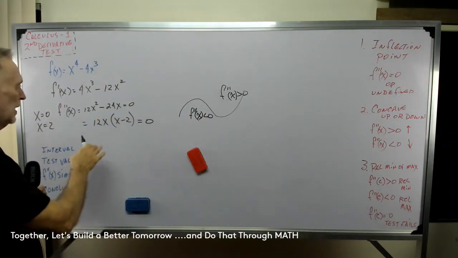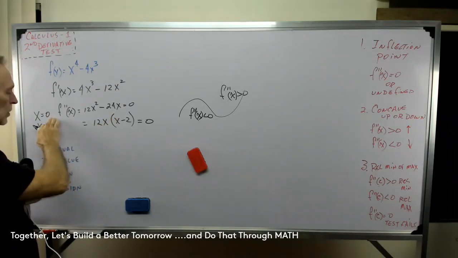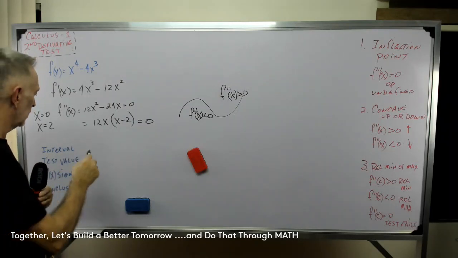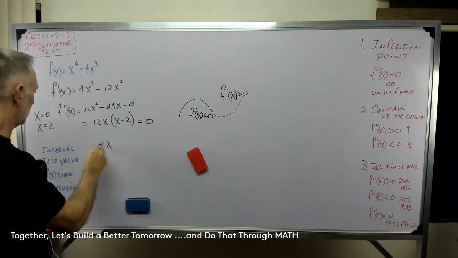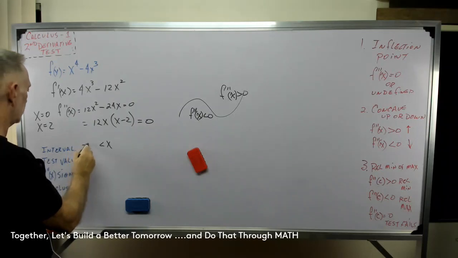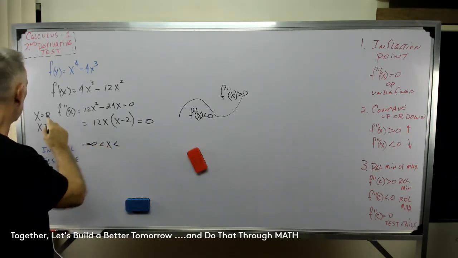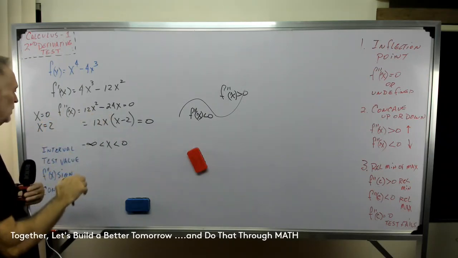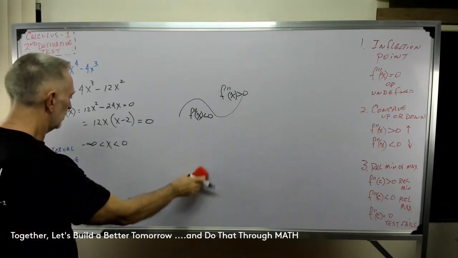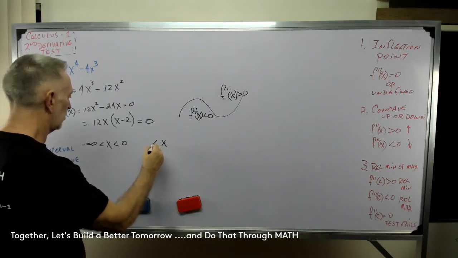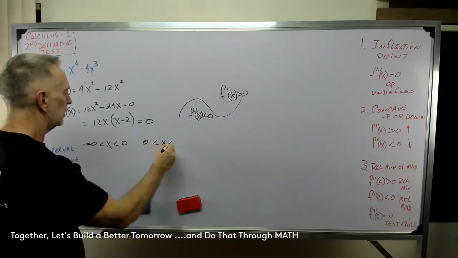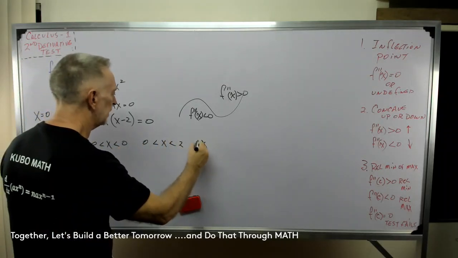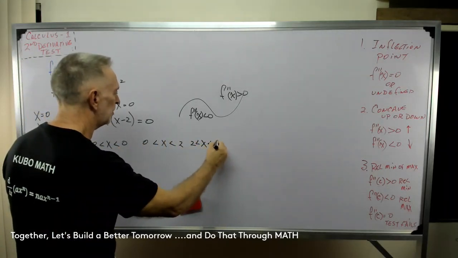Okay. Now then, our interval, it's very similar to what we did with the f prime of x. Let's look at an interval. x has to be greater than minus infinity, but less than 0. That was my first value that set this equal to 0. Okay, x could be greater than 0, but less than 2. x could be greater than 2, but less than positive infinity.